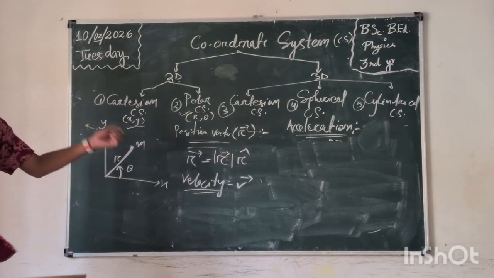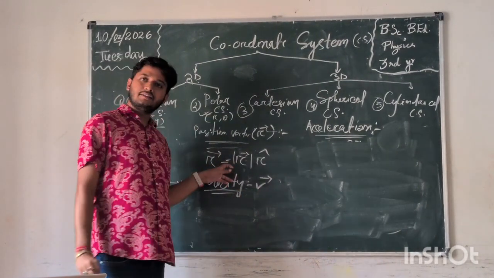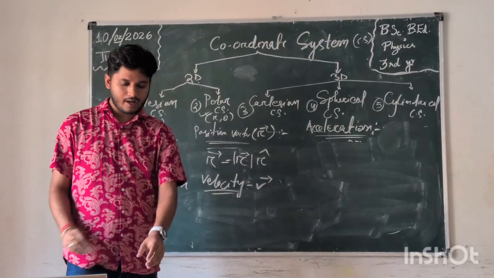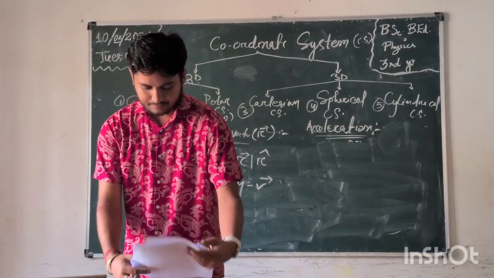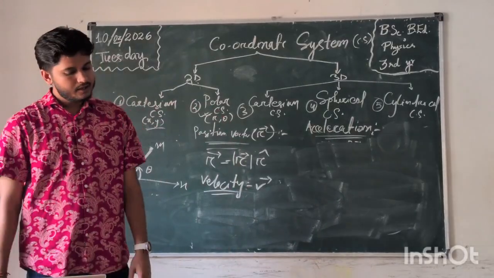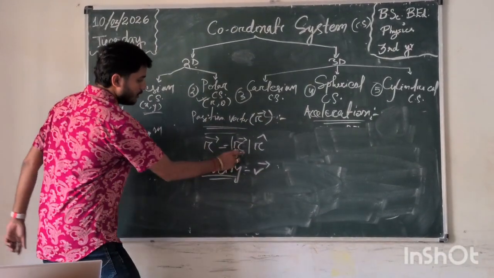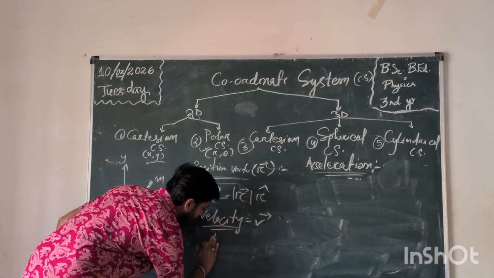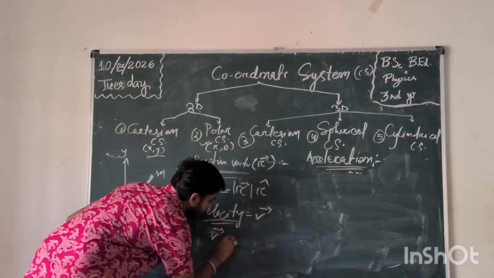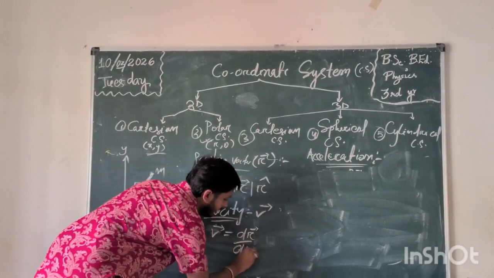What is the expression for velocity? We have to differentiate this. So if we are going to differentiate those coordinates, what will we get? First, v vector equals dr vector by dt.